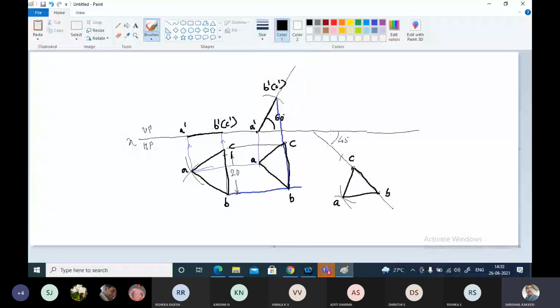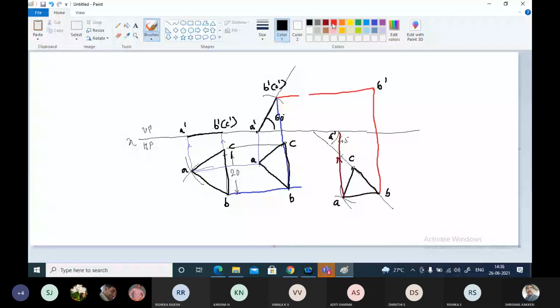I got point A. Now let me see from A. So the A is on this line itself. So this is A dash. And now B on this line. So this is point B. So we can name it as point B dash.